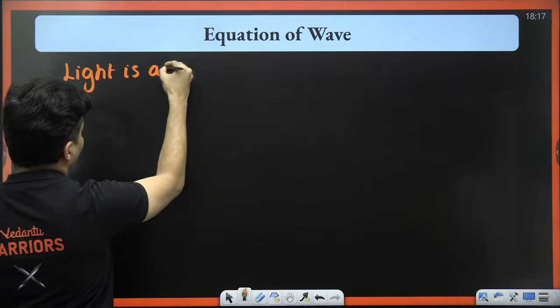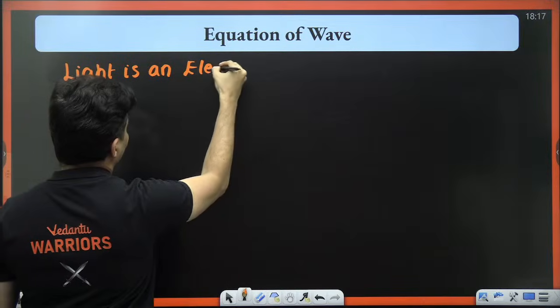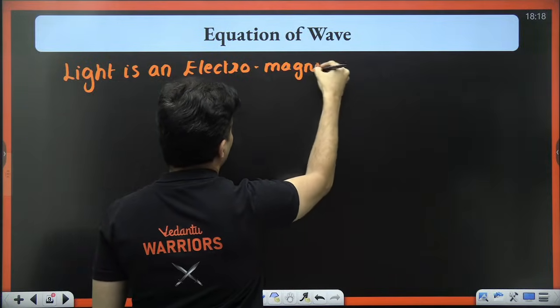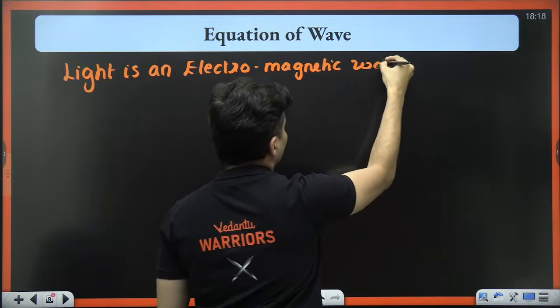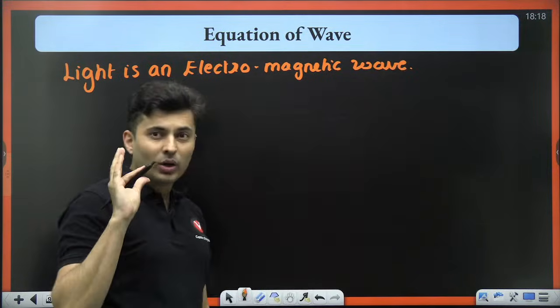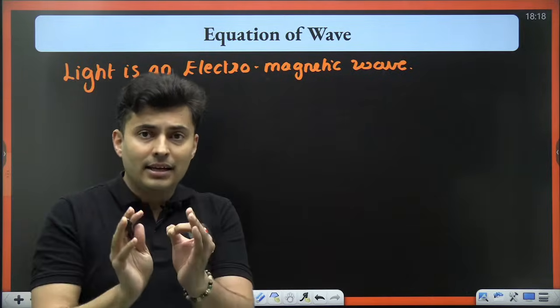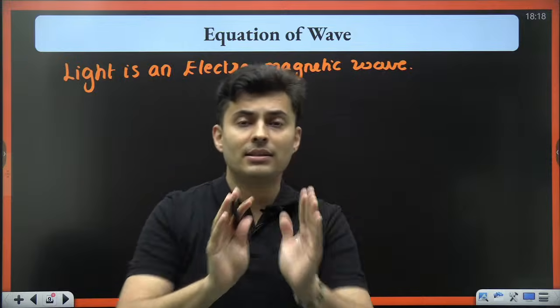Now, when you talk about light, understand light is an electromagnetic wave. Keep this in mind. So there are both electric fields as well as magnetic fields together in it, which make up the light wave.